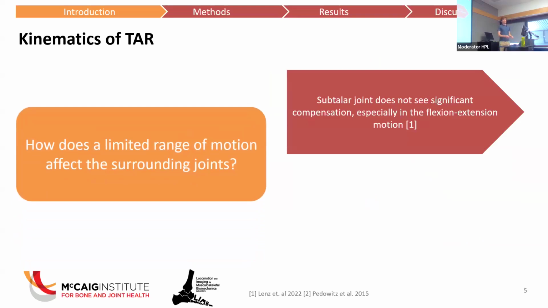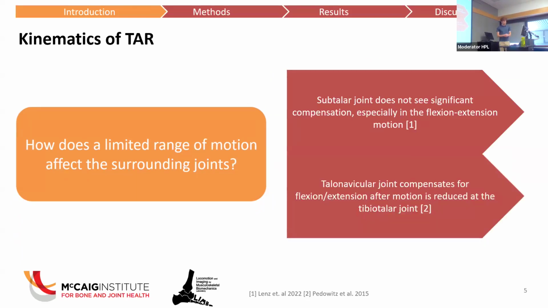There has been some work done on the subtalar joint to quantify some of those compensatory motions. It doesn't see compensatory motion, especially in that flexion extension plane, which is the primary motion of that tibiotalar joint. The subtalar is primarily more an inversion eversion joint and doesn't really compensate for any of that flexion extension.